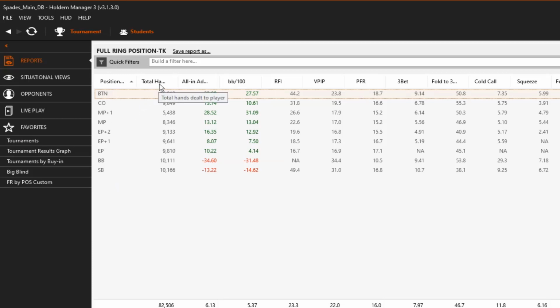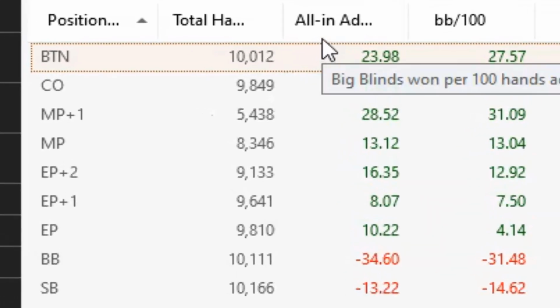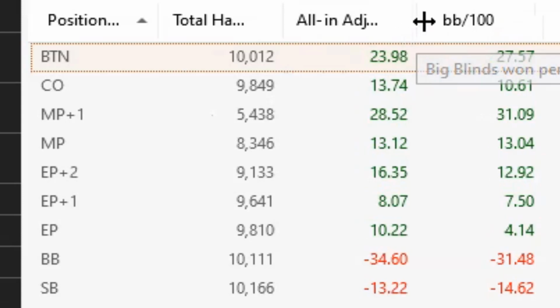Second, total hands dealt to player is in there from the start as well, but it's important to keep it in there because you always want to see the number of hands you have in a specific situation to compare how really significant something is. Third column is the all-in adjusted big blinds per 100.